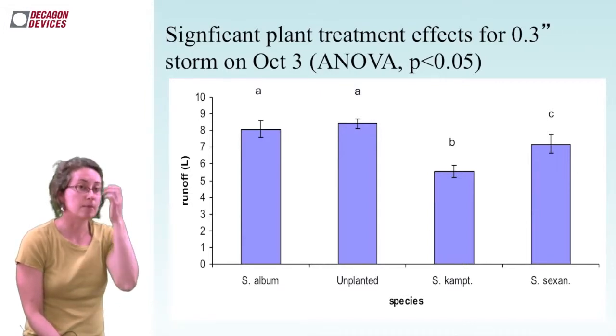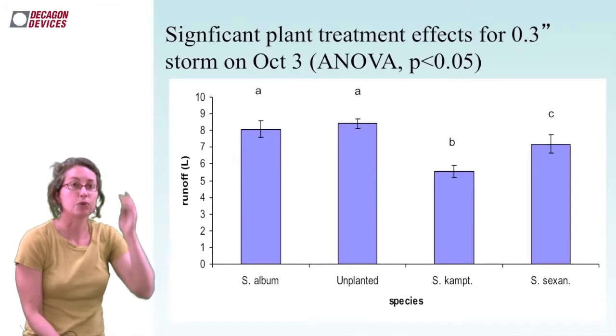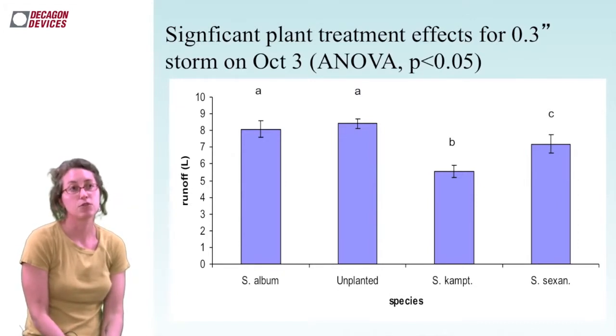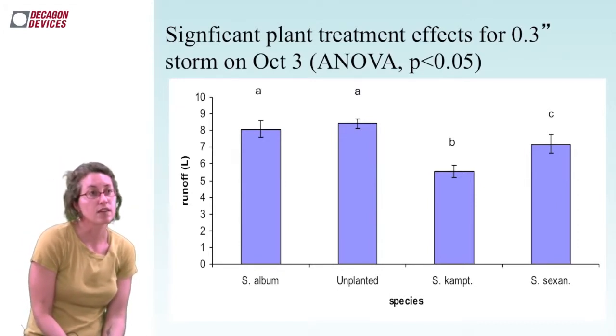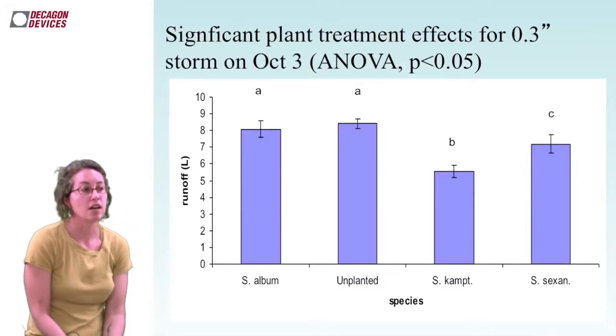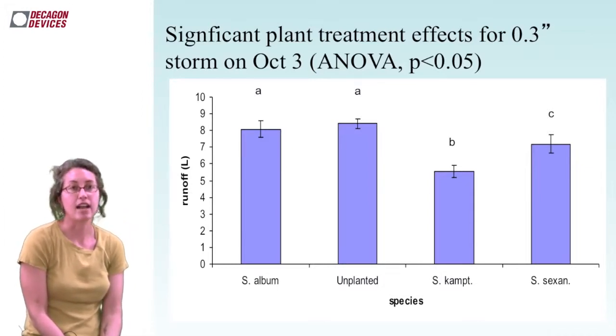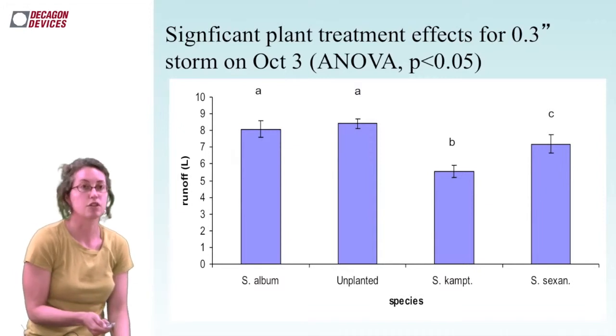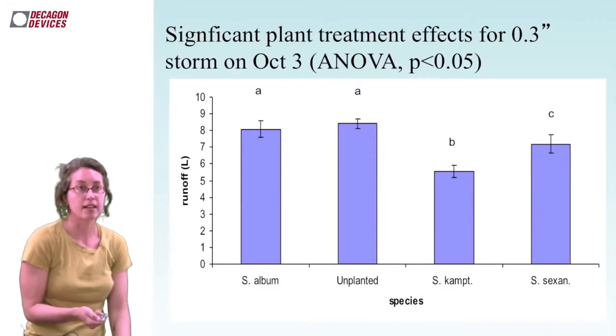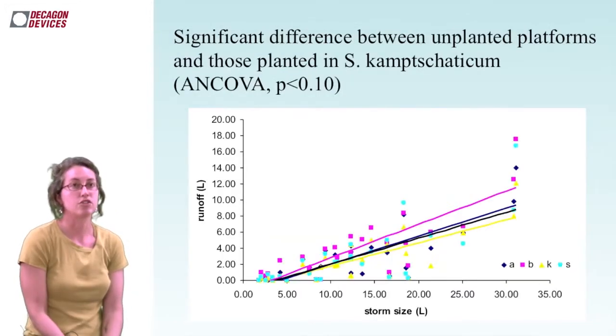And those differences seem small, but remember, my platforms are only 16 square feet. So if you scale those 3 liters of water up to the size of a big industrial roof, you can see that that could add up over larger areas. And so the plants may be affecting the function of green roofs with respect to stormwater retention.